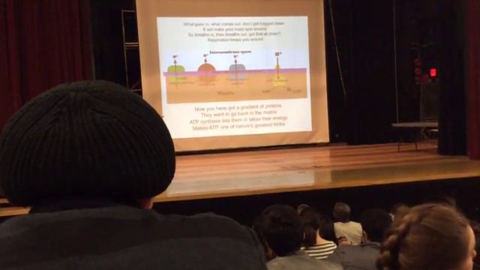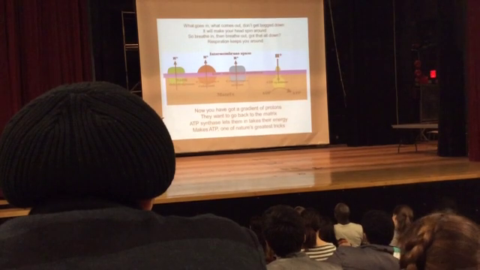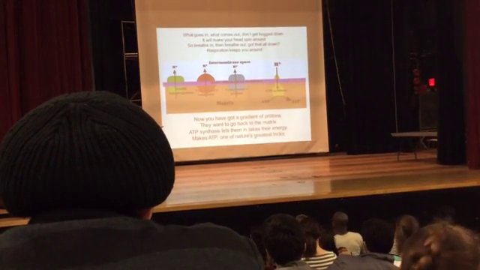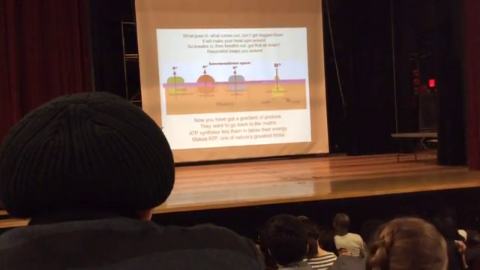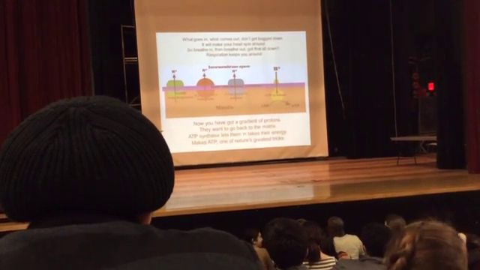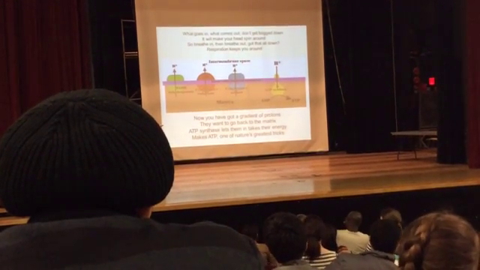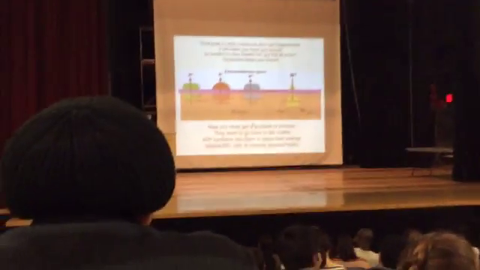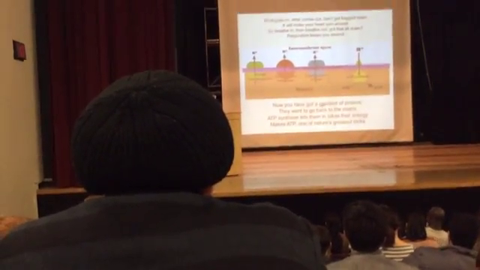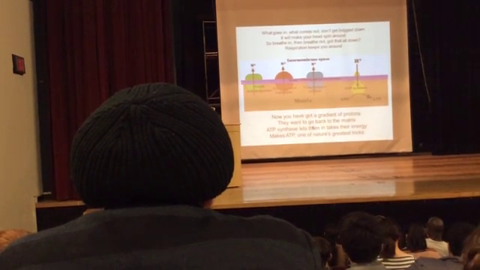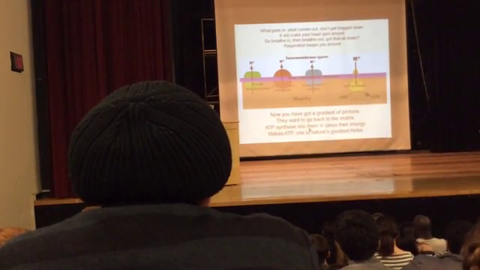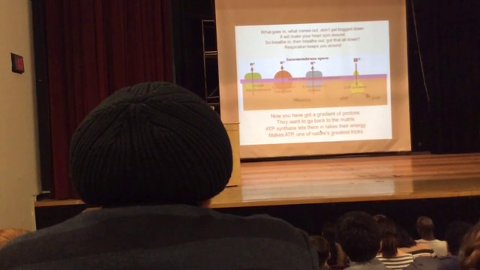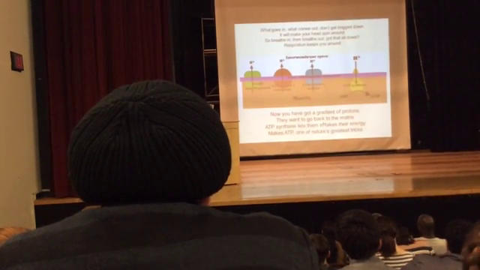What goes in? Down, it will make your head spin around. Alright, now you have got a gradient of protons. They want to go back to the matrix. ATP synthase lets them take their energy, makes ATP one of nature's greatest tricks.